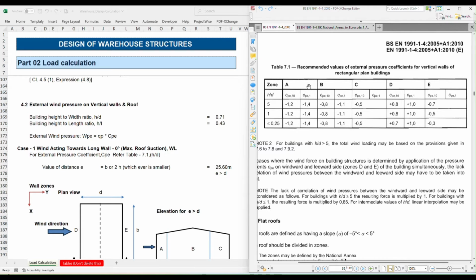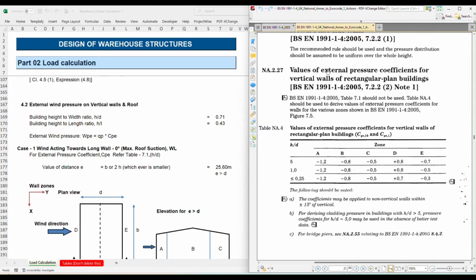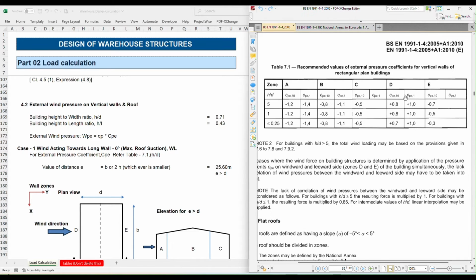However, each national annex has its own reference. Suppose we are doing this for the British UK national annex, we need to refer to BS EN 1991 part 1 section 4 national annex. In this the table is provided like this: Table NA.4 is to be referred. Both the values are the same, there is no difference in that. Here two parameters are given, cpe,10 and cpe,1.